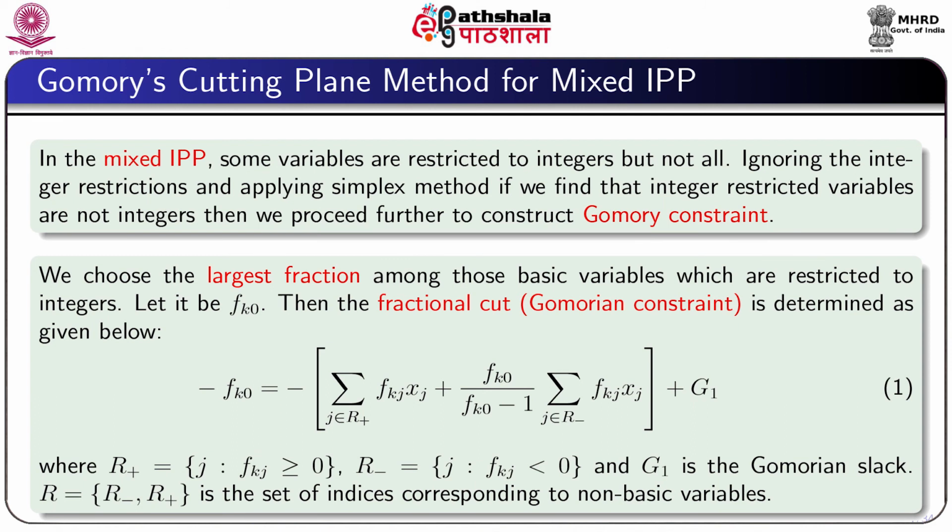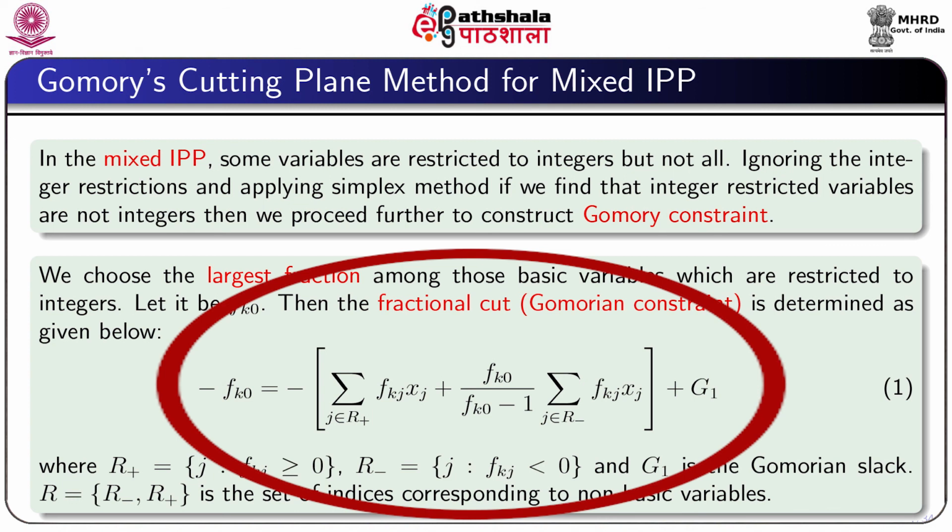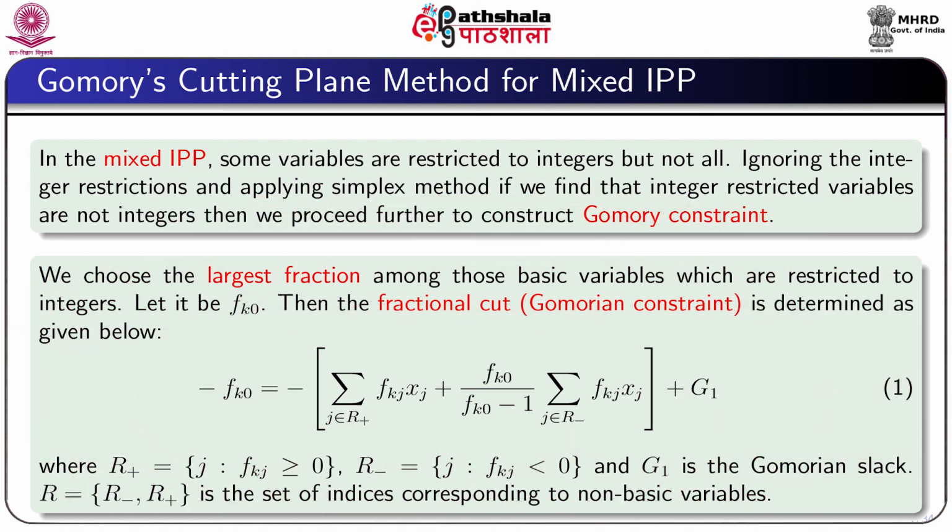We choose the largest fraction among those basic variables which are restricted to integers. Let it be fk0, then the fractional cut, that is Gomorian constraint, is defined as given below. Minus fk0 equal to minus summation fkj xj, where j belongs to R plus, fk0 by fk0 minus 1 summation fkj xj, where j belongs to R minus, plus g1.